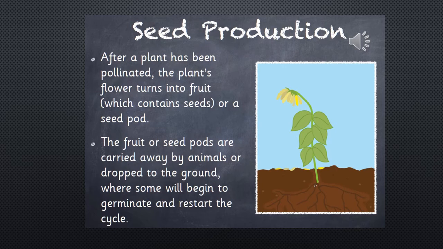If we think about some of our nut plants, their fruit makes a little nut, a little seed that's in a really hard shell, and the animals will take that away as well. Okay, so animals are really important to the plant's life cycle.